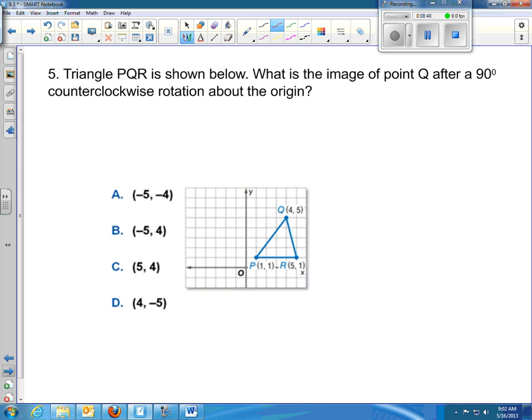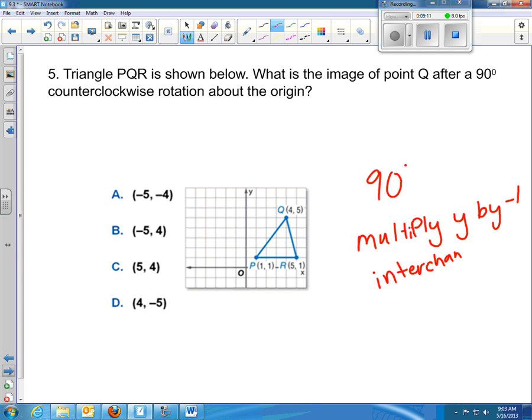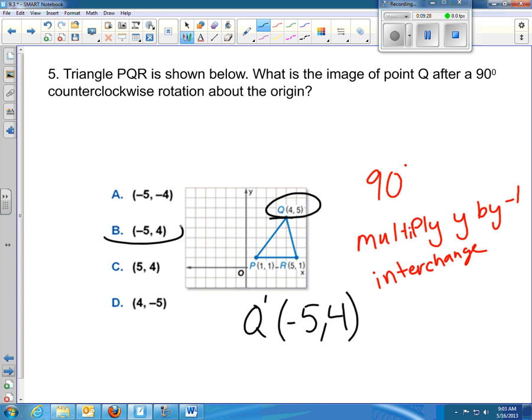All right, last one. Triangle PQR is shown below. What's the image of point Q after a 90 degrees counterclockwise rotation about the origin? Remember, for 90-degree rotation, we are going to multiply the y by -1 and then interchange our coordinates. Okay, so our Q point is here. We multiply our y by -1, so that's going to be -5 now, but that becomes our new x coordinate, and our x coordinate becomes our new y coordinate. So we see here our answer is B.